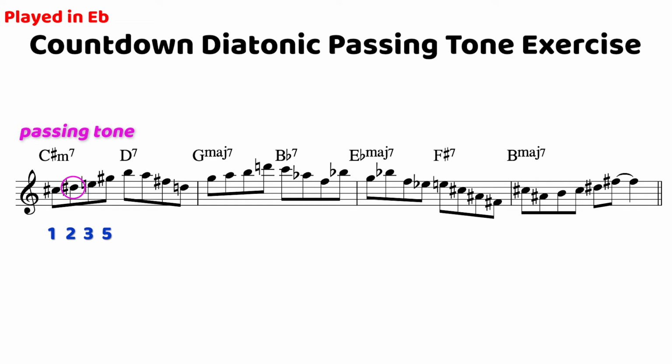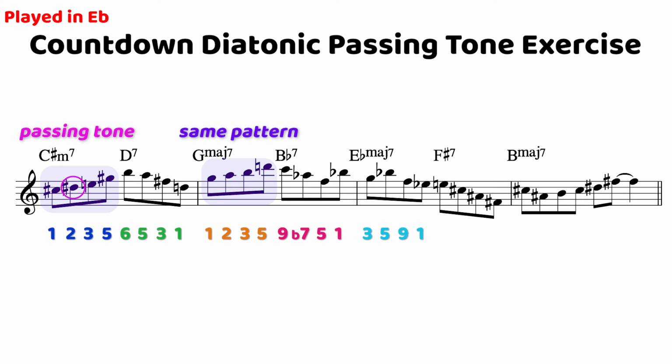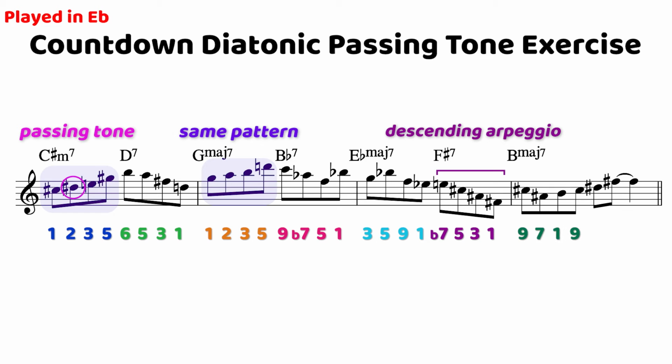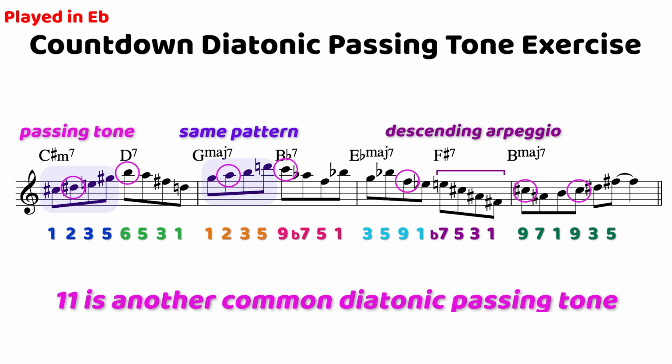So anyway, as we get into our next chord here, we have 6, 5, 3, 1, then 1, 2, 3, 5, the same digital pattern that we have in bar 1, then going down to 9, flat 7, 5, 1, 3, 5, 9, 1, flat 7, 5, 3, 1, just a straight descending arpeggio here, finally resolving to 9, 7, 1, 9, 3, 5 in our last bar. So you'll notice a prevalence of 9, 11, and 13 in these exercises.